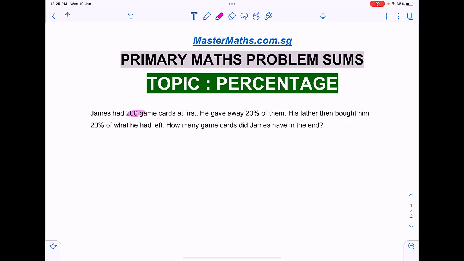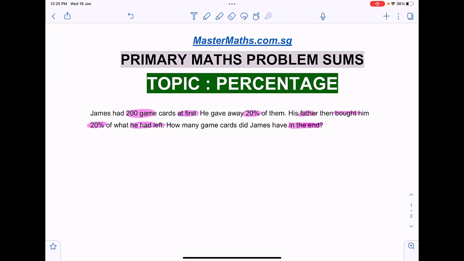James had 200 cards at first. He gave away 20% of them. His father then bought him 20% of what he had left. How many game cards did James have in the end? Now this is a percentage problem.